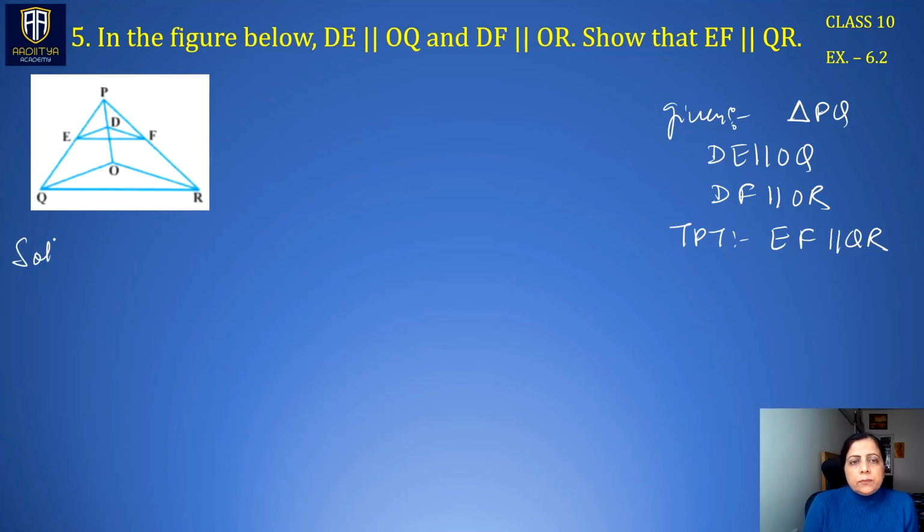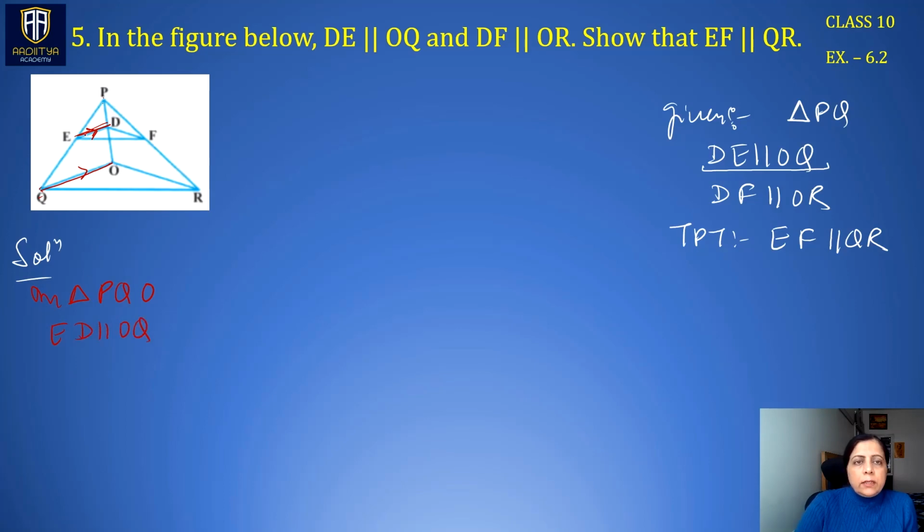So for the solution, first of all, we have to look for the sides which are parallel. DE is parallel to OQ. Now find the triangle. Where is that? DE is parallel to OQ. Now can you tell the name, like PQO? This is triangle PQO. In triangle PQO, you can say that ED is parallel to QO.